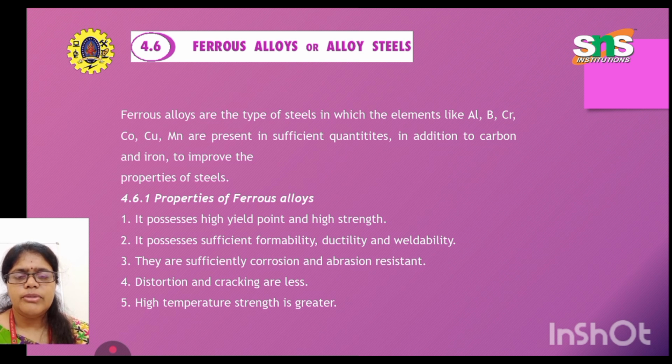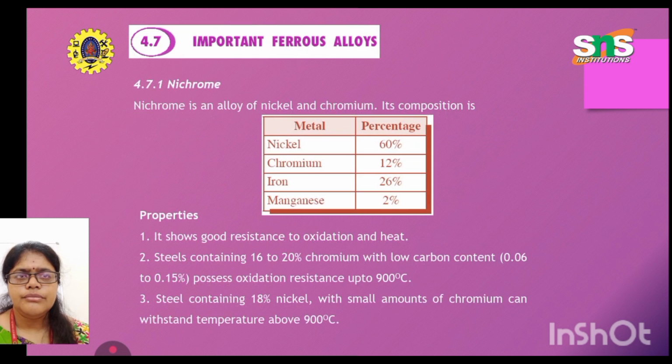There are some certain properties of ferrous alloys. It possesses high yield point and high strength. It possesses sufficient formability, ductility, and weldability. They are sufficiently corrosion and abrasion resistant. Distortion and cracking are less in this type of alloys. Then high temperature strength is greater in the ferrous alloys.